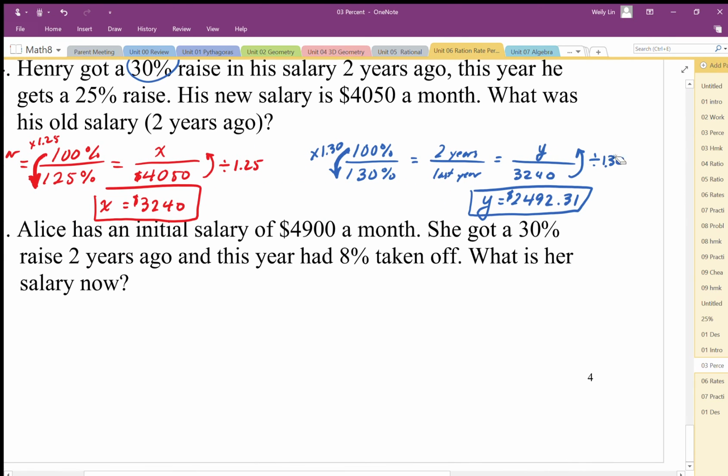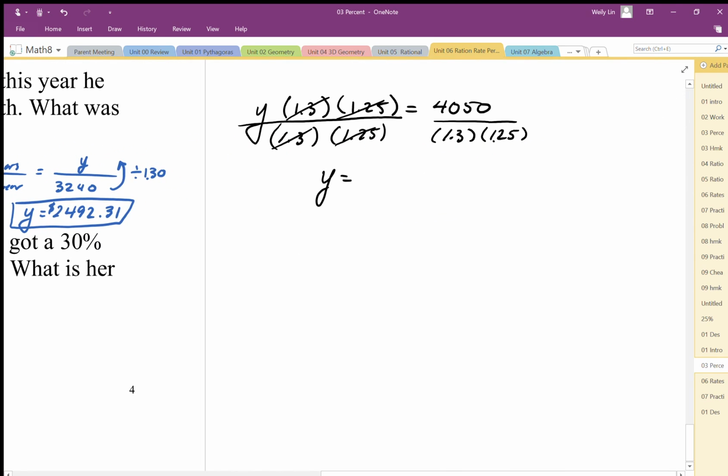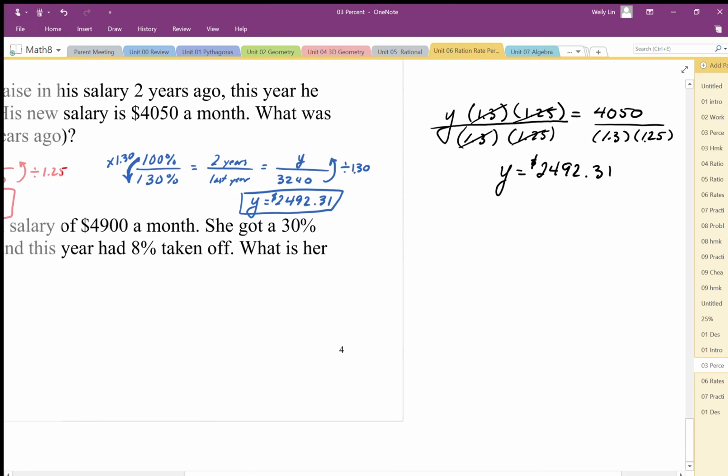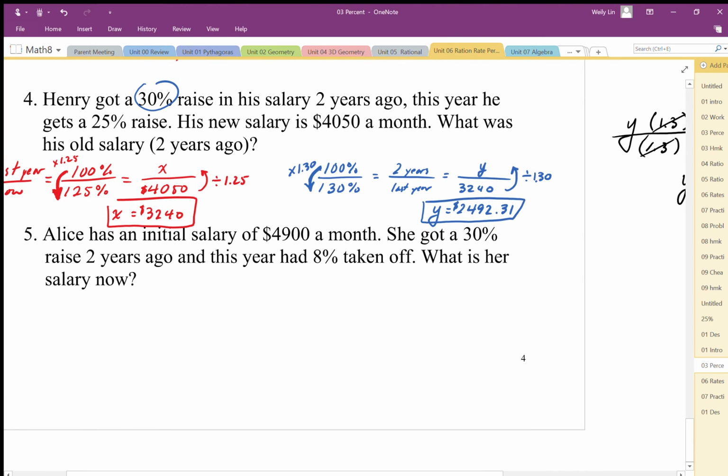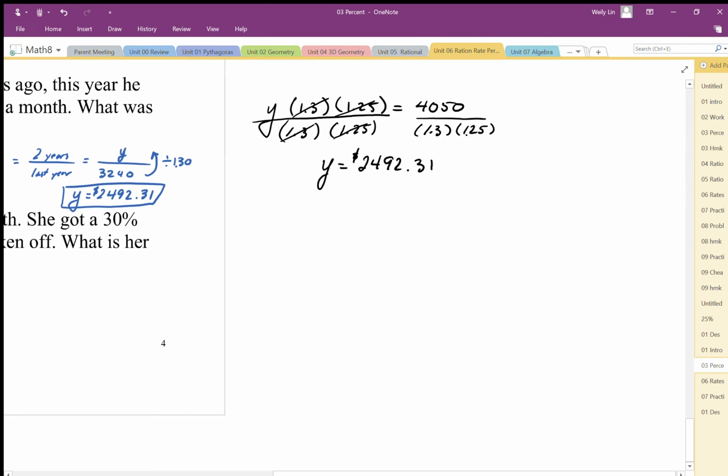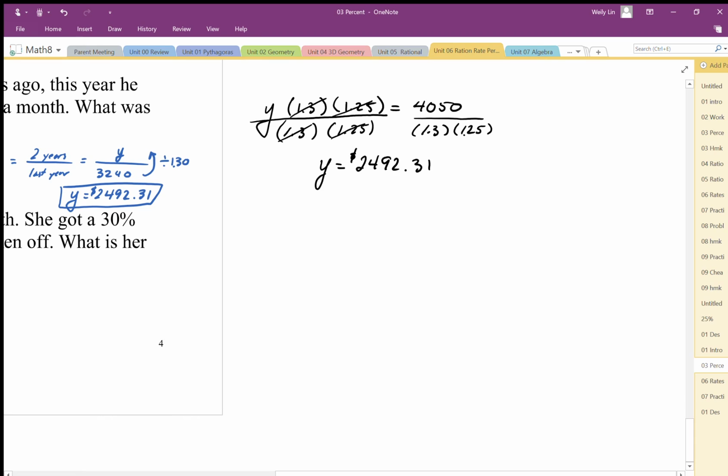Although I did it in two steps here, dividing by 130%, dividing by 125%, we're doing those same two steps, but now we're just compressing this into one algebraic calculation. So we get 4050 divided by 1.3 divided by 1.25. We end up with the same answer of $2,492 and approximately 31 cents. And this is a more efficient way of doing this when we have this layered multiplication, or percent of percent. So these problems tend to be a little bit harder. If you want to do these in two steps, that's perfectly fine. But we can start being more efficient with this type of problem by doing this in one step like this, and this involves an algebraic solution.